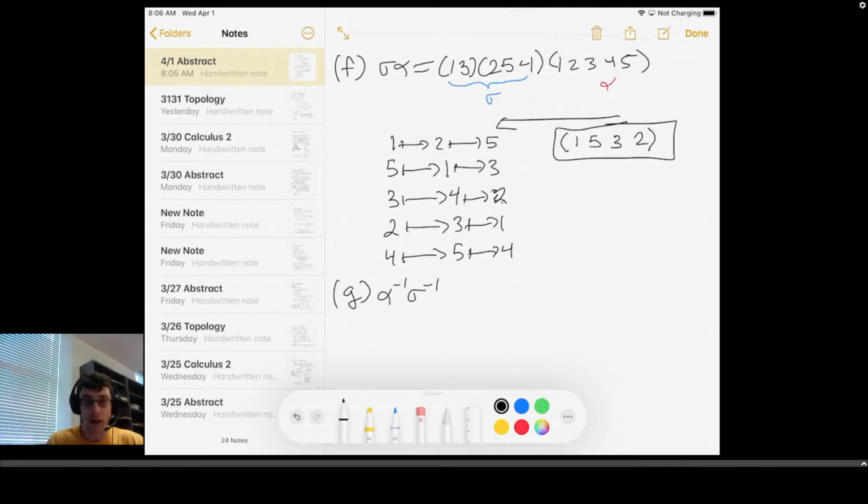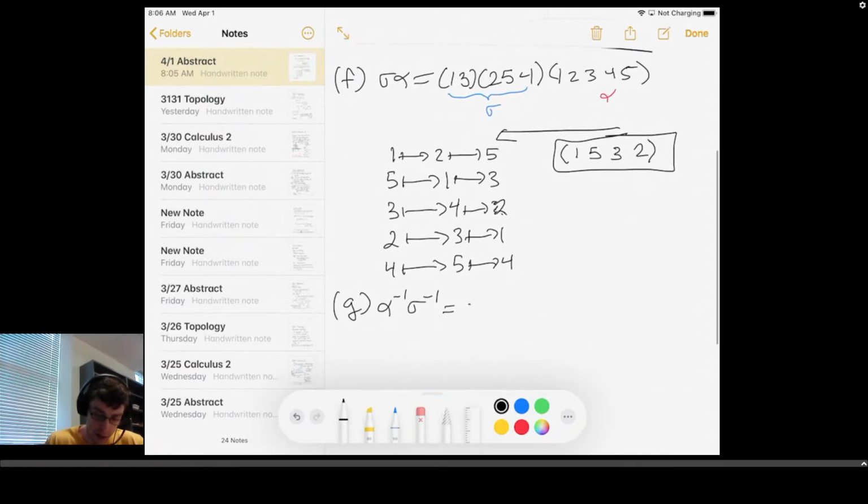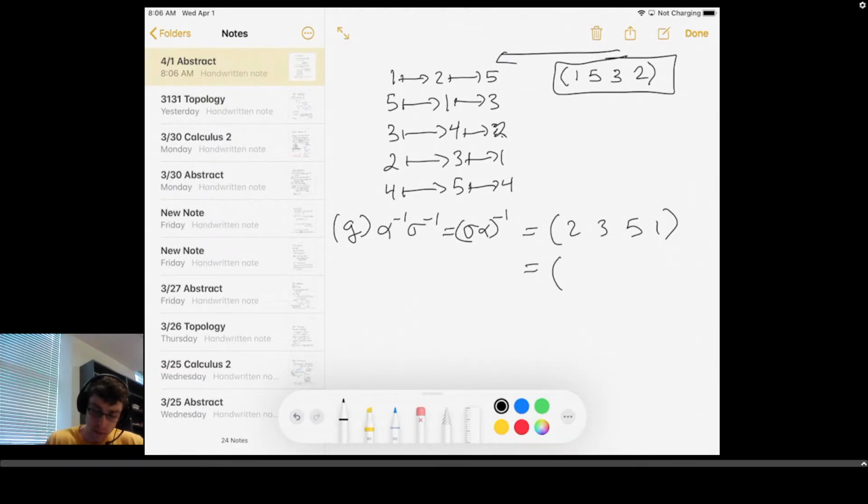The quick way, exactly, is socks and shoes because this is the inverse of the thing above. This is sigma alpha inverse, and so we just reverse the order from this guy. And so you can just write (2 3 5 1), and if you like your guy to start exactly with 1, then we have (1 2 3 5).